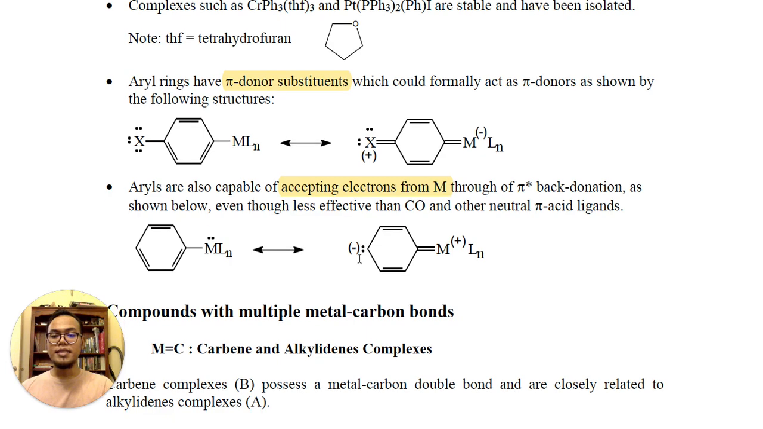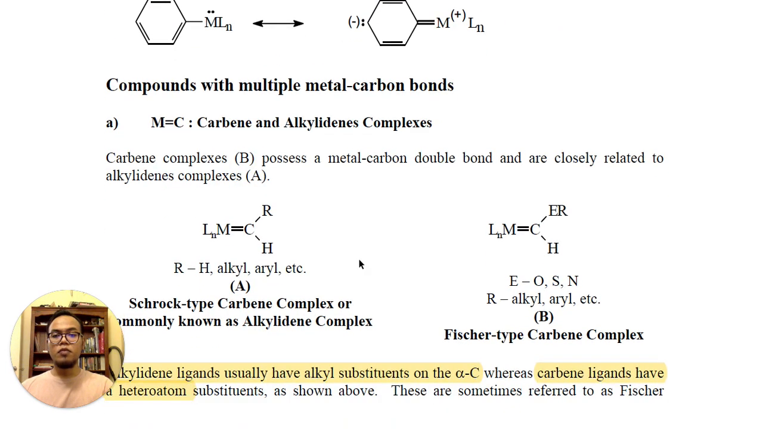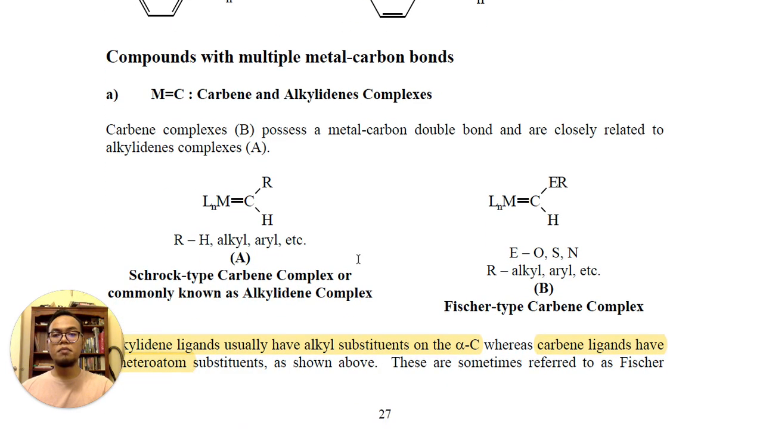Now moving on to the second part of the lecture, on compounds with multiple metal carbon bonds. So we are going to see two types, metal double bond C or metal triple bond C. The first one is metal double bond C. We call it carbene complexes, and the triple bond ones alkylidynes. So there are two forms of carbene. This one is also carbene, this one also carbene, because it contains a metal double bond C.